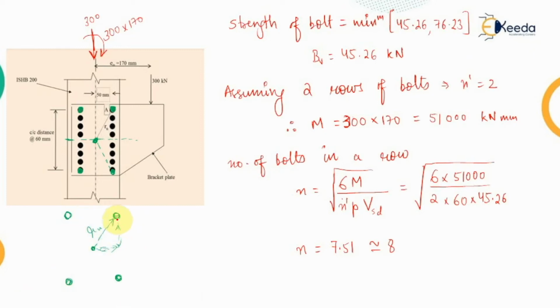Now in this case, we need to check the angle. For all the bolts, this load will be equally distributed. We have provided a total of 16 bolts, so this 300 kilonewton load has to be divided by 16 bolts, so that we get the direct shear force in each bolt. That will be equal for each bolt.